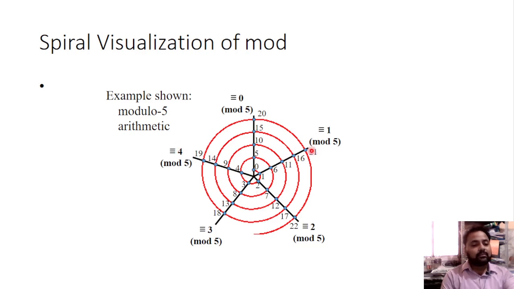So here, by the spiral path, we can do an experiment for a different kind of visualization for the understanding of the modulo 5 arithmetic.